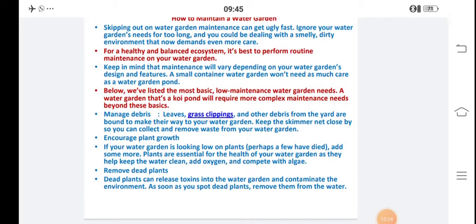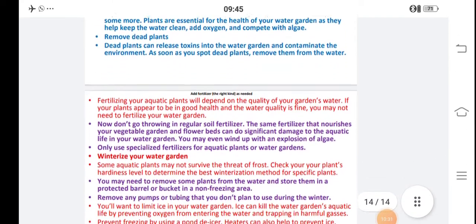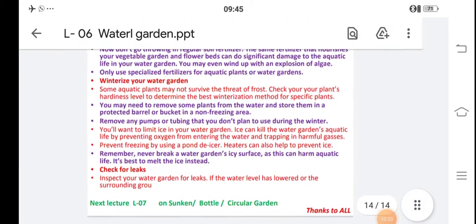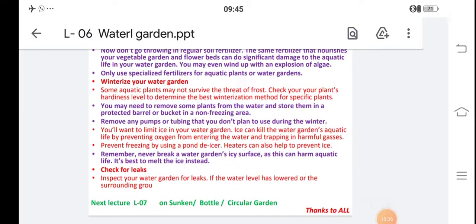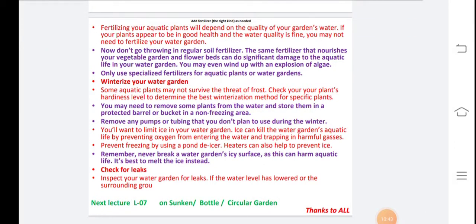Then we have to consider the removal of dead plants or other unrequired plants. Then the use of fertilizers, because like agriculture it also requires certain fertilizer, so it depends on the garden type and the area. Proper fertilization means it also requires specialized fertilizers for the aquatic plants.